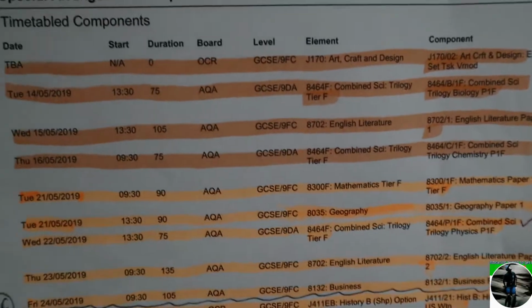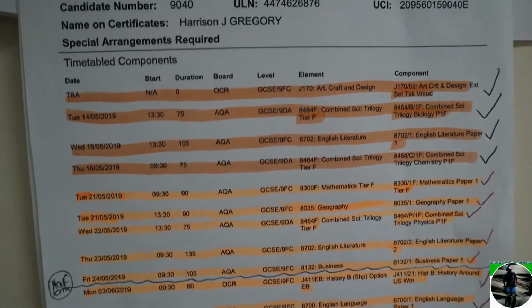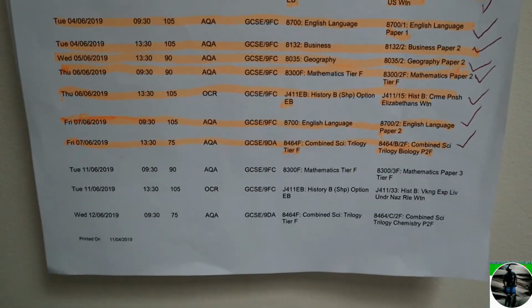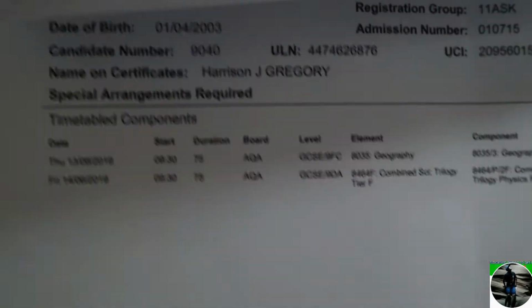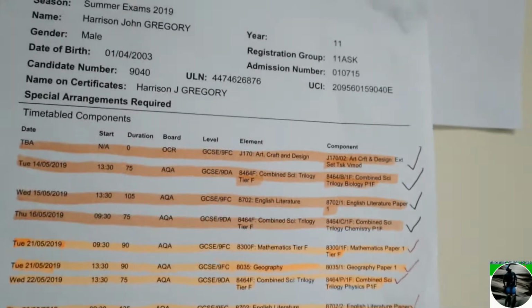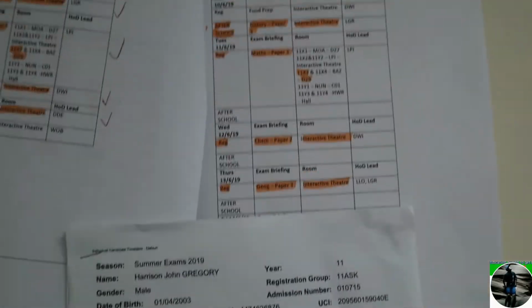Everything will be alright, you know, but my voice cracks. This is very weird. These ones have been ticked off, and they've got these three and those two to go. So, yeah. That's what's left, guys.